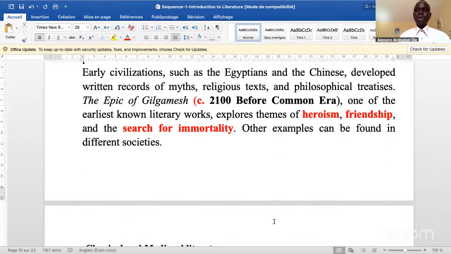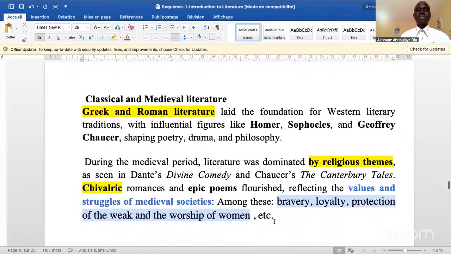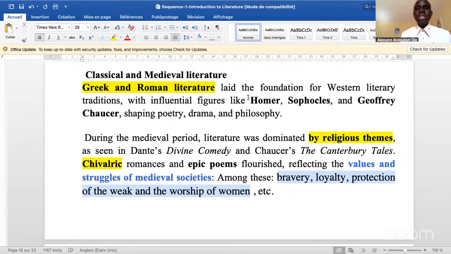So other examples can be found in different societies. So, classical and medieval literature. When we talk about classical and medieval literature, la littérature médiévale, or la littérature du Moyen Âge, the Middle Ages, the biggest reference is Greek and Roman literature. Greek and Roman literature laid the foundation for Western literary traditions, with influential figures like Homer, Sophocles, and Geoffrey Chaucer, shaping poetry, drama, and philosophy.